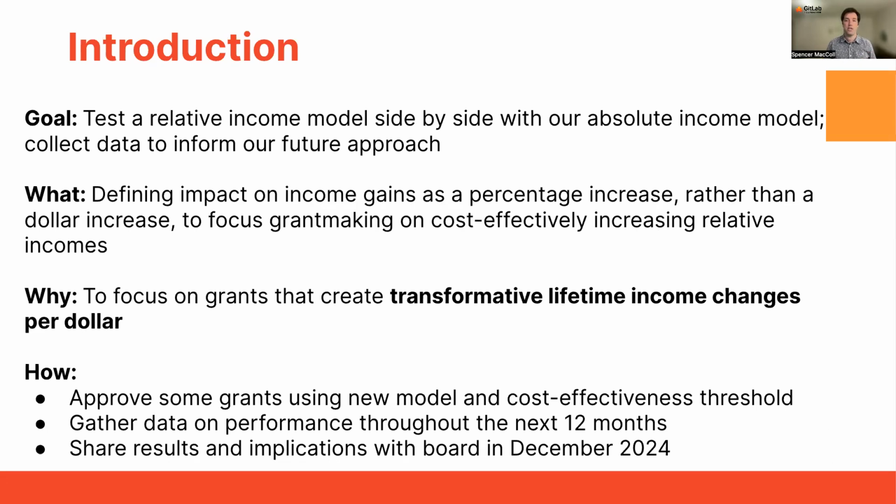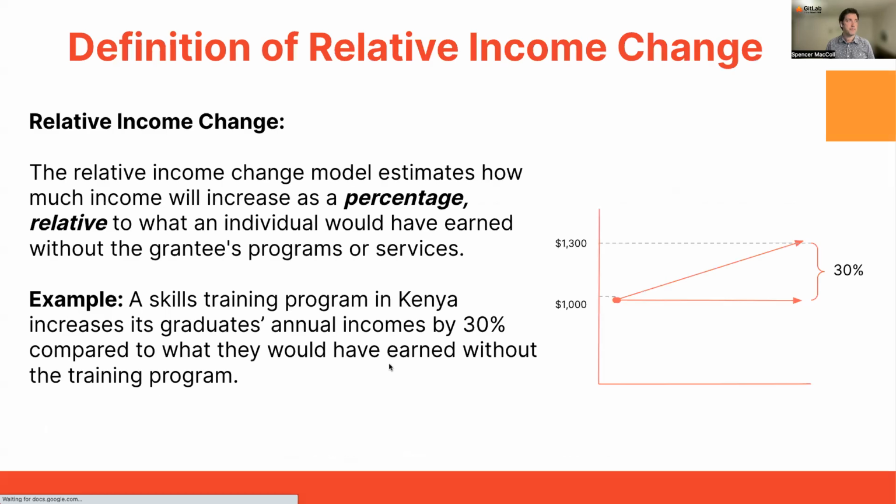This isn't a change to our mission. Our mission is to improve people's lifetime earnings through access to opportunities. We're just exploring how we define what lifetime earnings is. So this changes our focus to be on finding grants that create transformative lifetime income changes per dollar. We're going to be approving some of these grants using this new model and gathering data and feedback from others over the next 12 months.